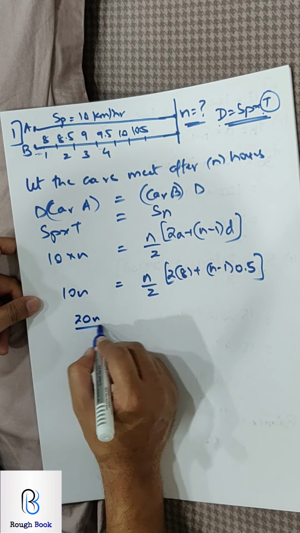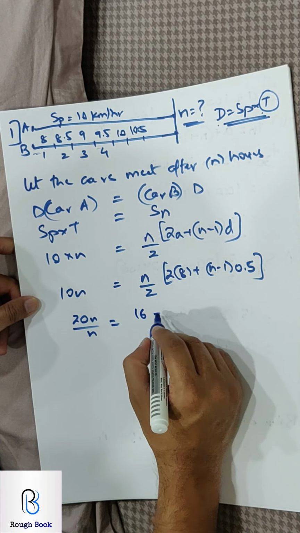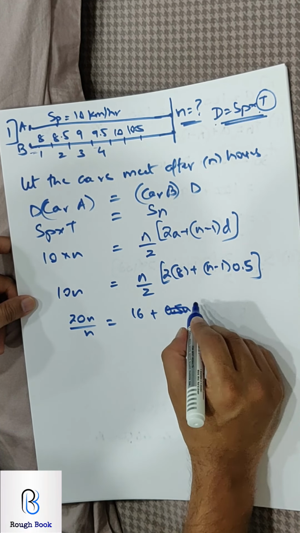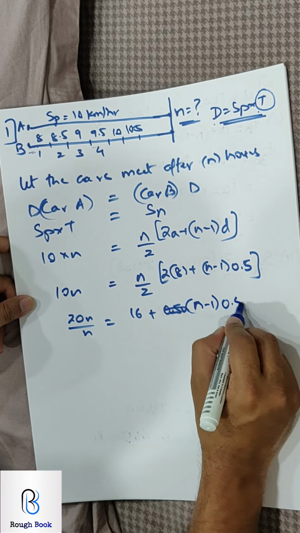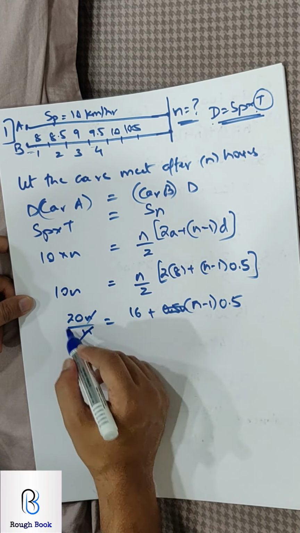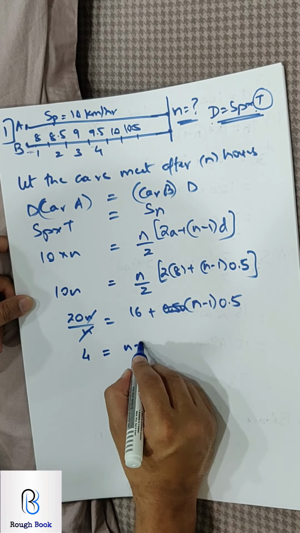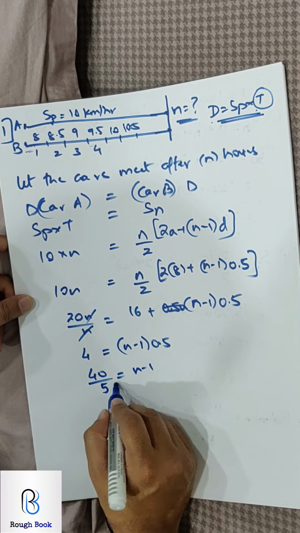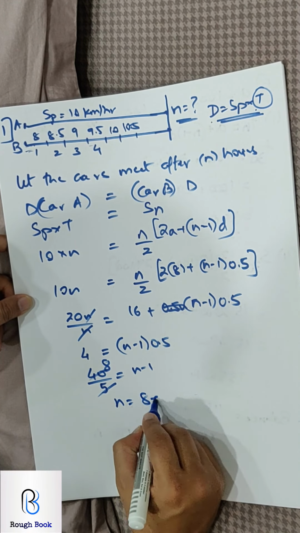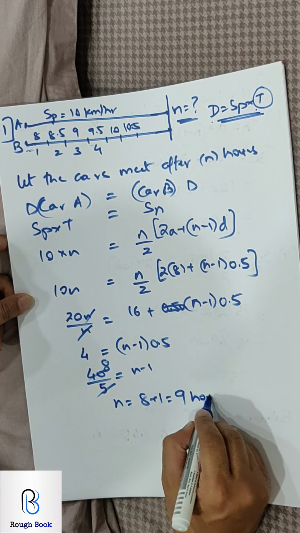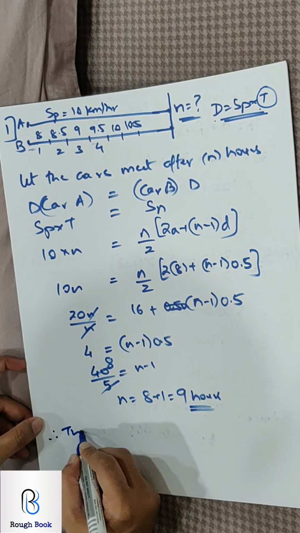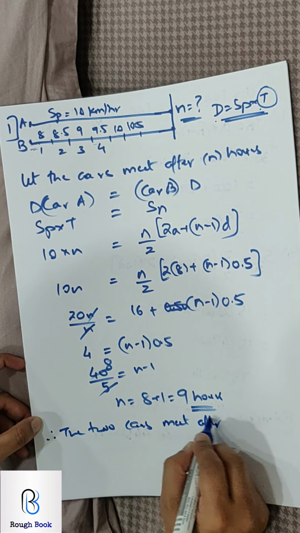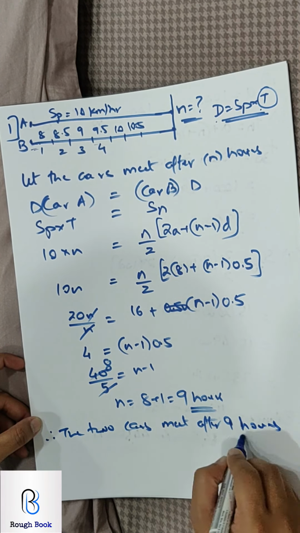So I get 10n equals n by 2, 16 plus 0.5 times n minus 1. Or let's keep this 0.5 out only. So n gets cancelled. 20 minus 16 gives me 4. n minus 1, 0.5. 0.5 goes down. So 40 by 5, n minus 1. 1s are 8s are. So n becomes 8 plus 1, which is 9 hours. So my final answer, therefore, the two cars meet after 9 hours. Simple?